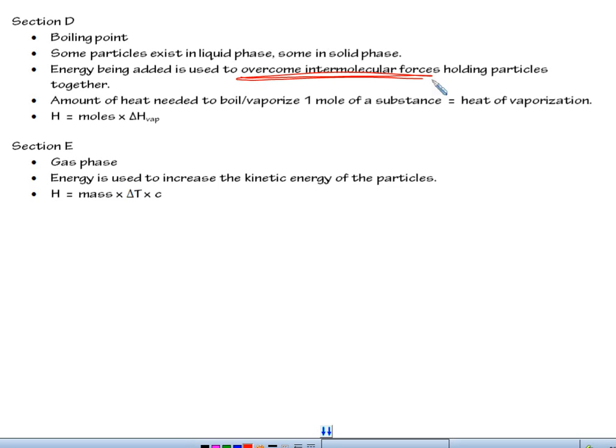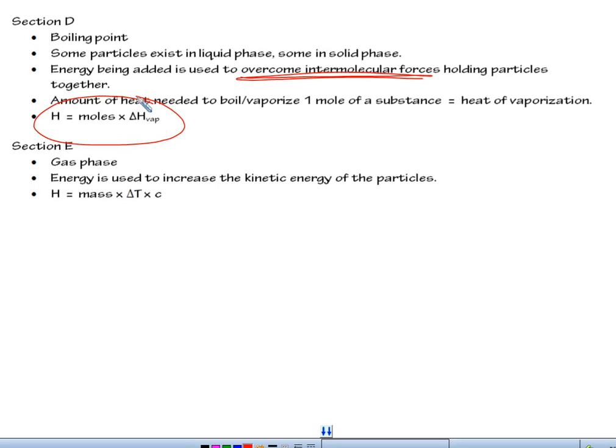If you wanted to calculate this amount of energy, you would use a really similar equation. It's moles times heat of vaporization. And so again, heat of vaporization would be a constant. They would give that to you. It's defined as the amount of energy needed to boil or vaporize 1 mole of a substance. And then we just multiply by the amount of moles that we do have.